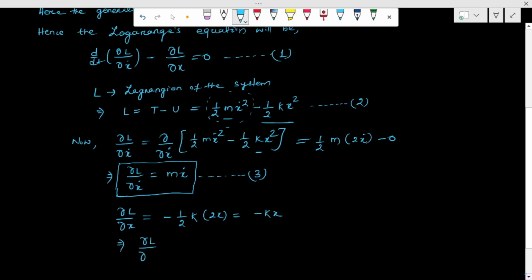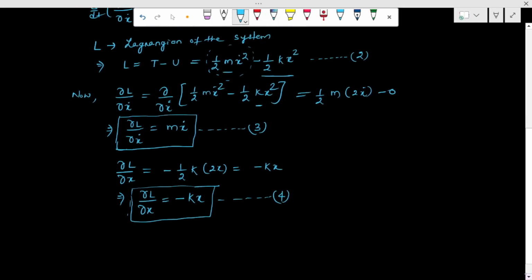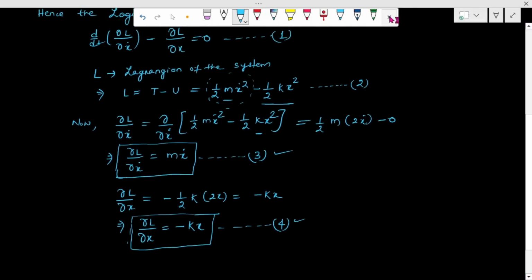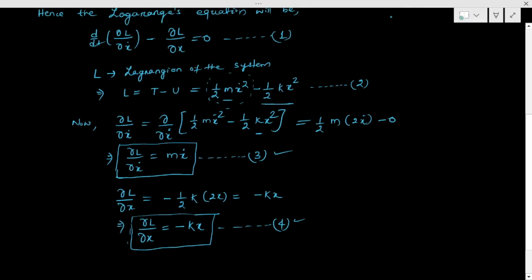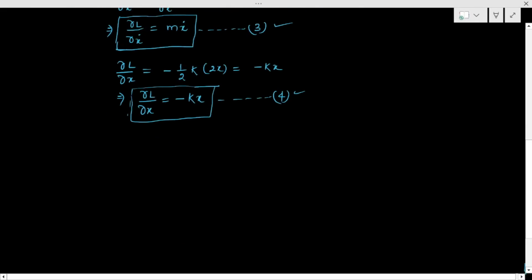∂L/∂x = -kx. Put it in a box. This is your equation number 4. Now substitute equations 3 and 4 in equation number 1. Finally we can get the final equation.